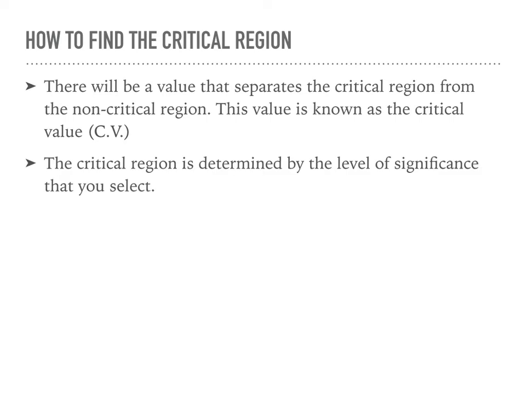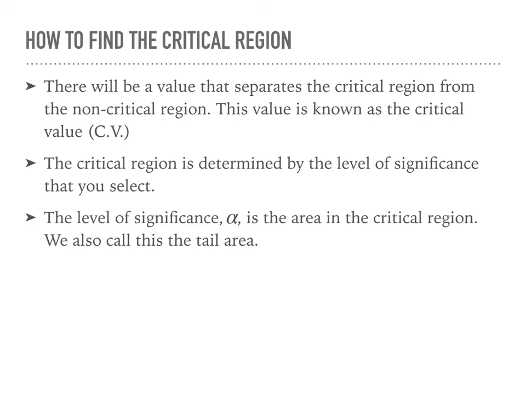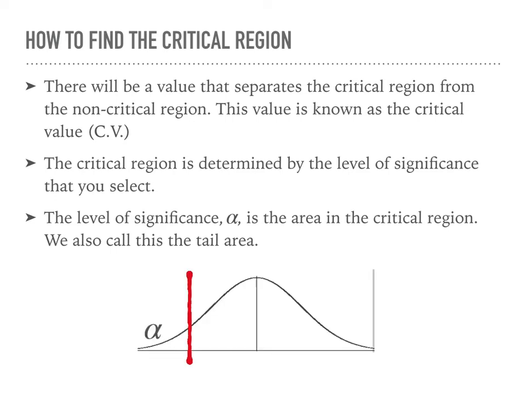The critical region is determined by the level of significance that you select. The level of significance alpha is the area in the critical region. This is also called the tail area. So alpha is the amount of area in the tail.